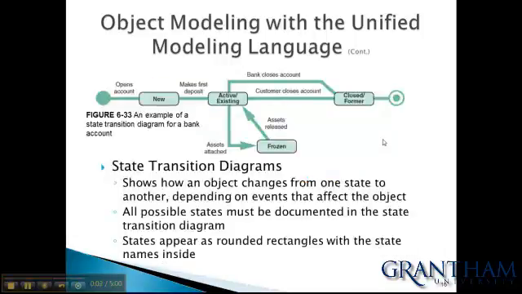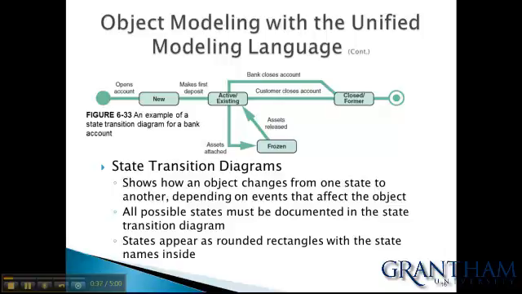The next diagram that we will look at is the state transition diagram. It shows how an object changes from one state to another depending on events that affect the object. All possible states must be documented in the state transition diagram. States appear as rounded rectangles with a state name inside. In this one, you'll see that there are 4 different states: new, active or existing, closed or former, and then frozen.